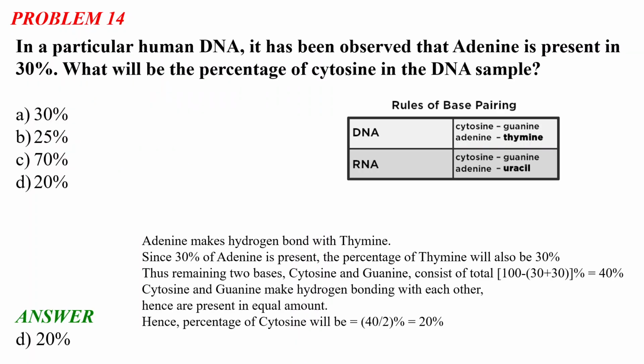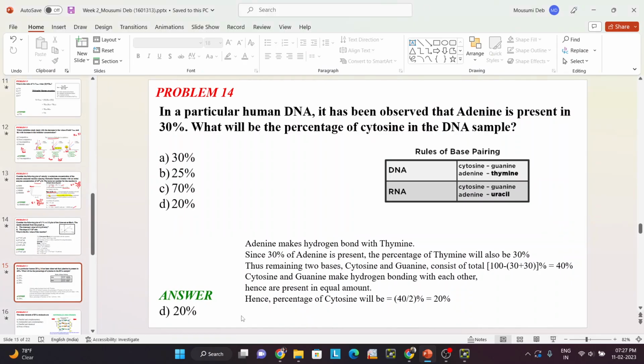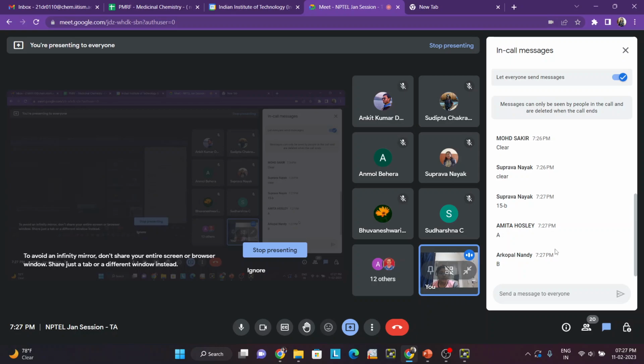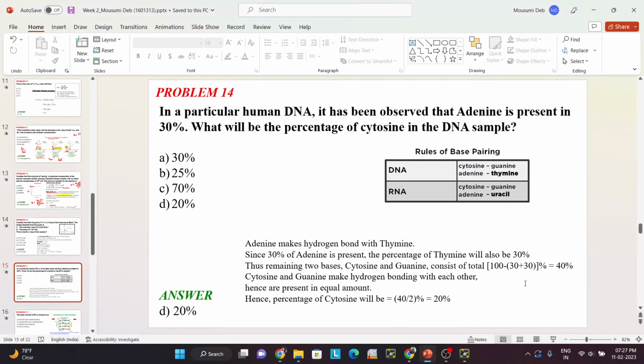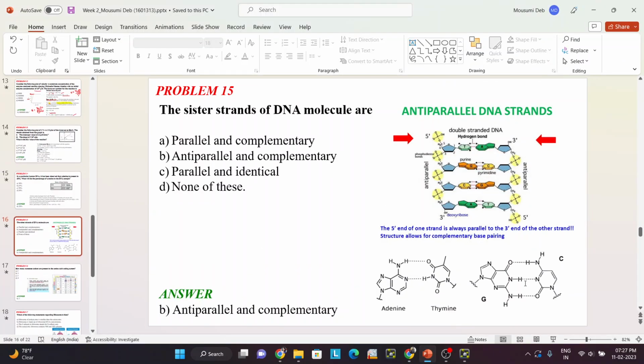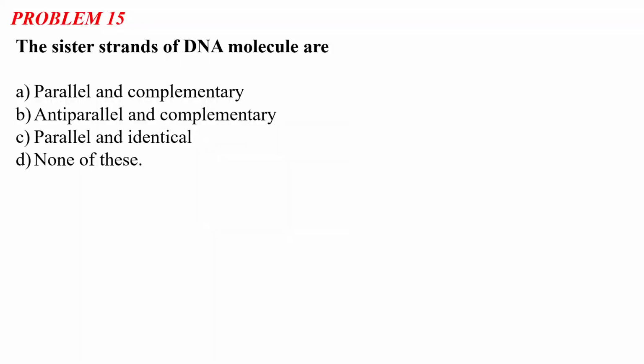Okay, do we have any answer for it? We have answers like B and A. So we have two options, B and A. Let's check out the correct answer. Okay, the correct answer is number B, antiparallel and complementary. So these are the antiparallel DNA strands, as you can see.